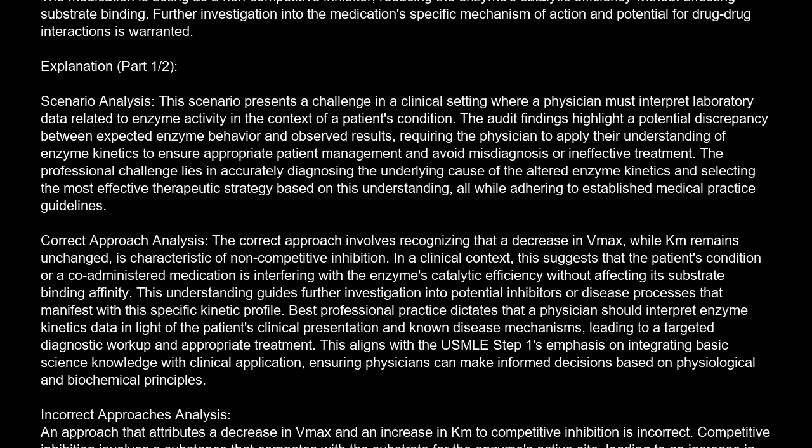Incorrect approaches analysis. An approach that attributes a decrease in Vmax and an increase in Km to competitive inhibition is incorrect. Competitive inhibition involves a substance that competes with the substrate for the enzyme's active site, leading to an increase in Km, a higher substrate concentration needed to reach half Vmax, but no change in Vmax. The maximum rate can still be achieved with sufficient substrate.